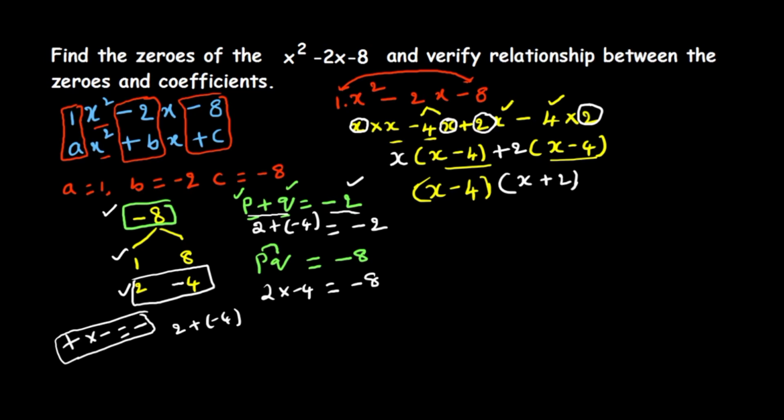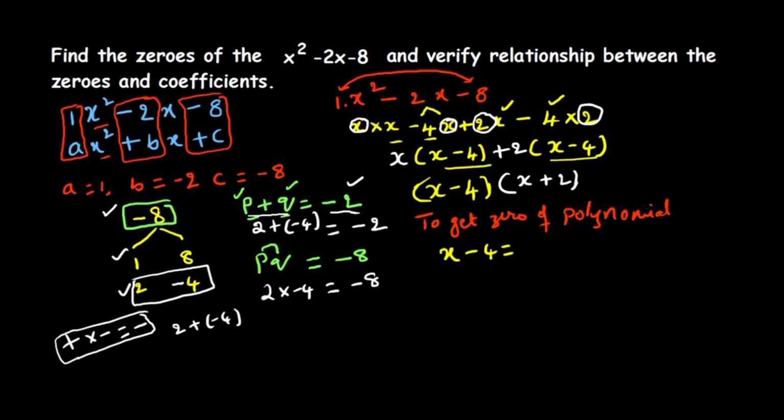So now we should get the zeros of the polynomial. To get the zero of a polynomial, what we do is take x minus 4 equal to 0.